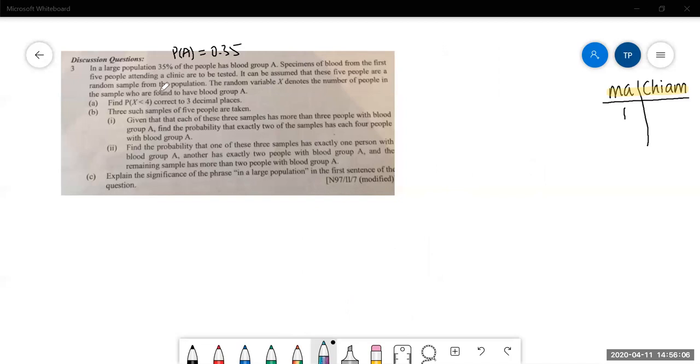Specimens of blood from the first 5 people attending a clinic are to be tested. It can be assumed that these 5 people are a random sample. Okay, so 5 people are going to go to this clinic and be tested. The random variable X denotes the number of people in the sample who are found to be blood group A. Okay, this is really additional help. We already know that. Because remember I told you that last week I mentioned the probability of success.